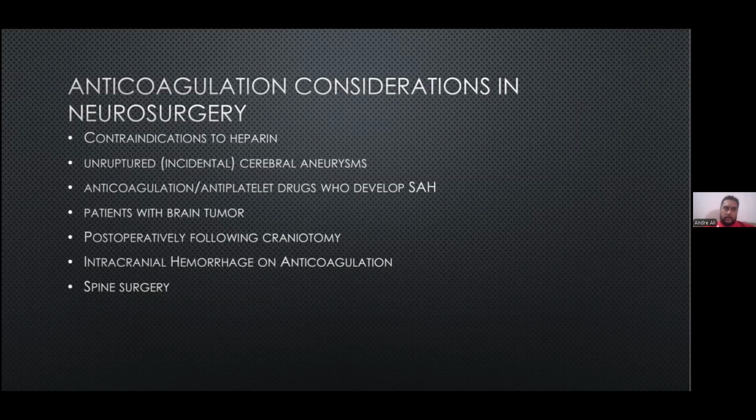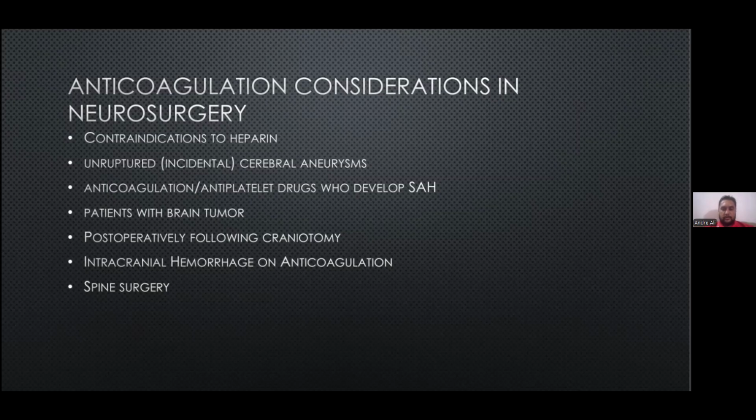Patients with brain tumors. Some surgeons are reluctant to administer full-dose heparin to a patient with a brain tumor, although a number of studies have found no higher risk in these patients when treated with heparin or oral anticoagulation. Of note, the prothrombin time should be followed very closely, and a prothrombin time of around 1.25 times the control is recommended.